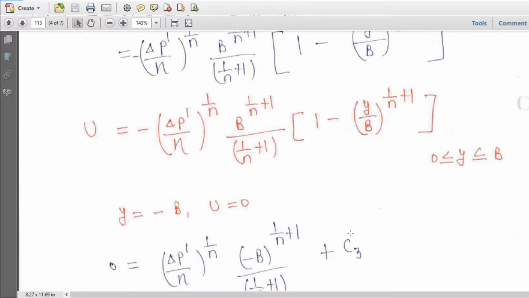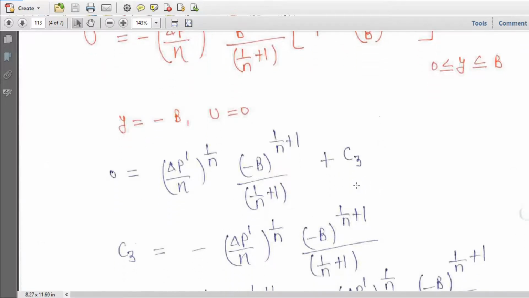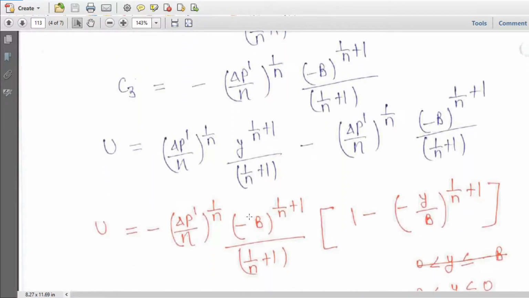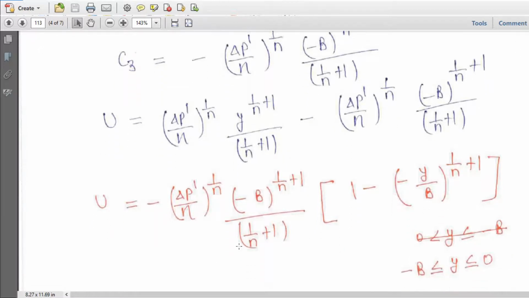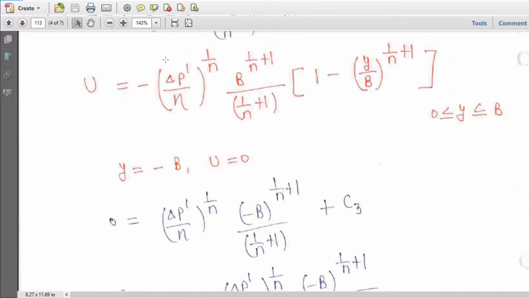Now at y equal to minus b, u equal to 0, we can check it here by substituting. So y equal to minus b, we have substituted here. So we are finding the constant C3. Then, sorry, we are substituting here, so we will get another expression. So there is no change in the previous equation, only in place of y you are putting minus b and minus y. Rest is the same, everything is the same. So here minus b, here minus y.